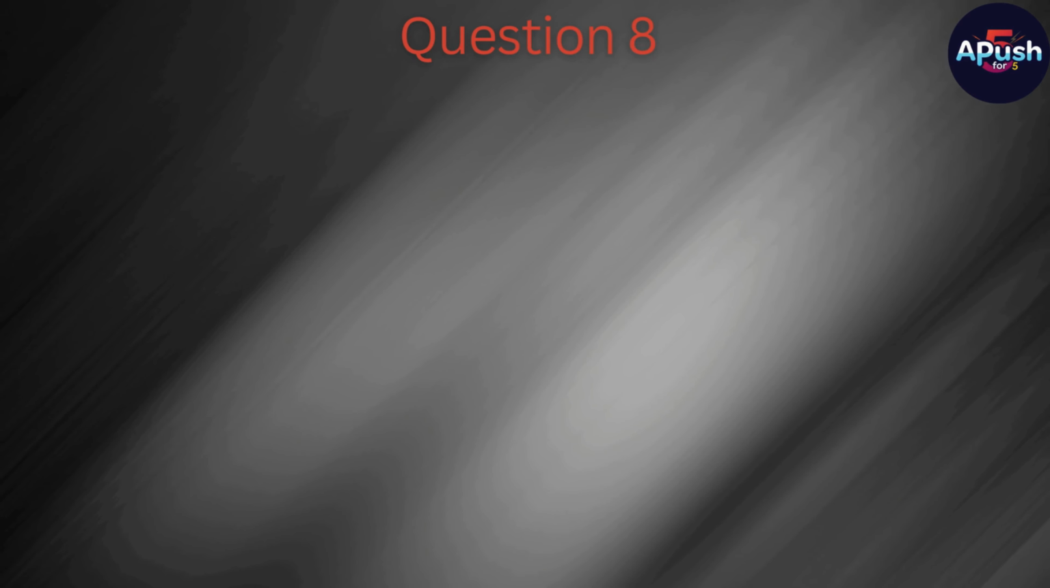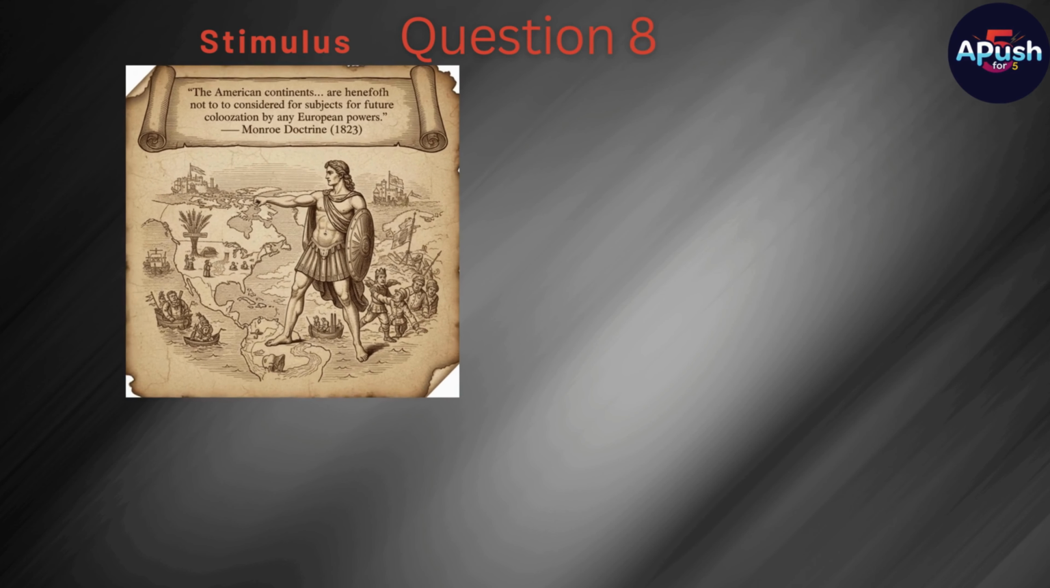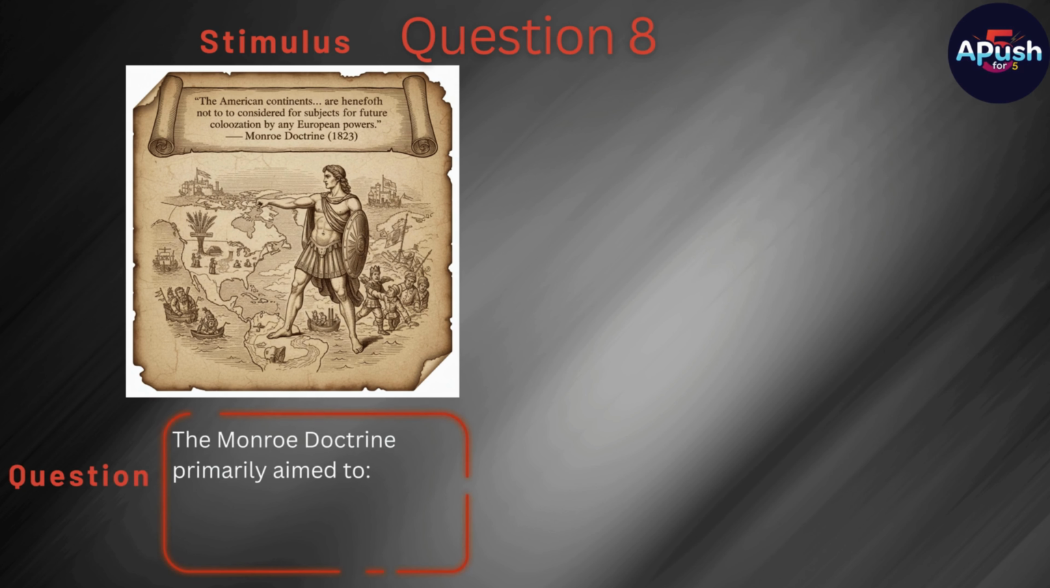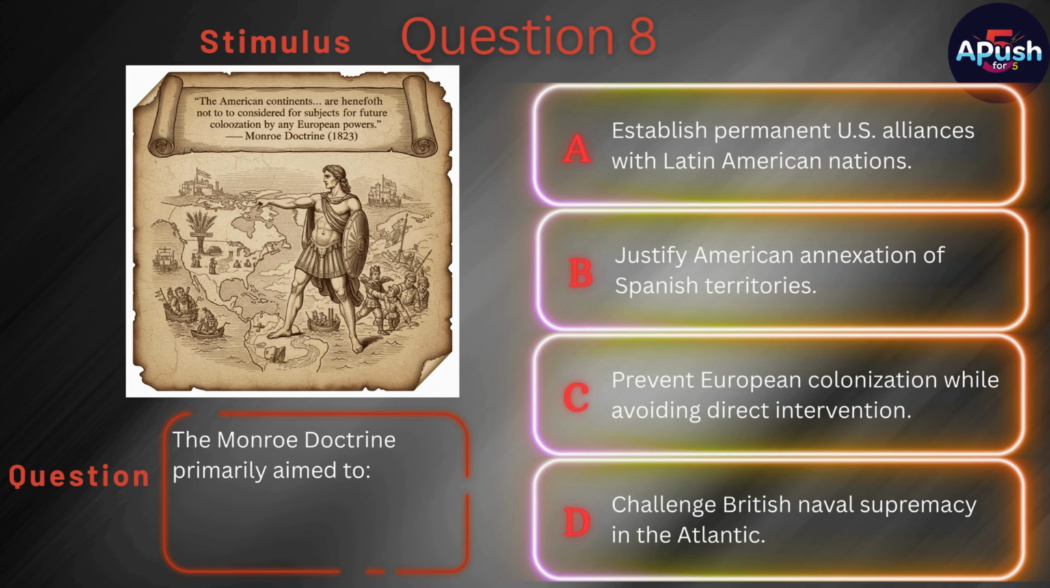Question 8. Stimulus. The American continents are henceforth not to be considered as subjects for future colonization by any European powers. Monroe Doctrine, 1823. Question. The Monroe Doctrine primarily aimed to A. Establish permanent U.S. alliances with Latin American nations. B. Justify American annexation of Spanish territories. C. Prevent European colonization while avoiding direct intervention. D. Challenge British naval supremacy in the Atlantic.